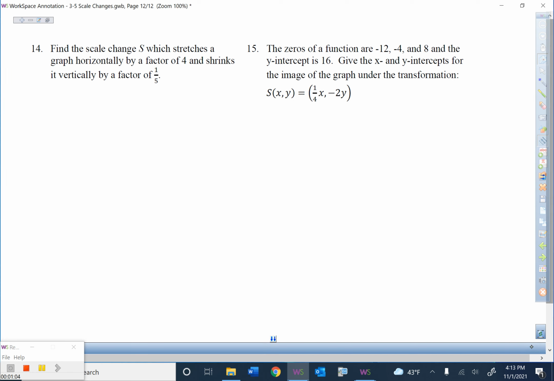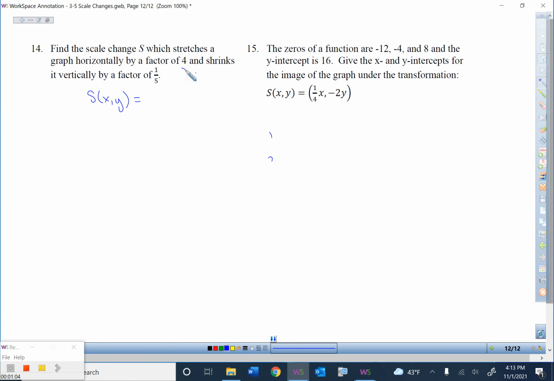Last couple questions are how we can apply scale changes. So first step, 14 says find the scale change S. That tells you automatically your answer should look like S of xy. And it says that stretches a graph horizontally by a factor of 4 and shrinks it vertically by a factor of 1/5.